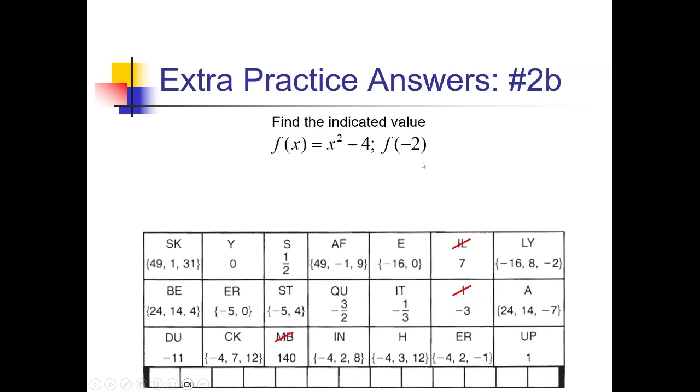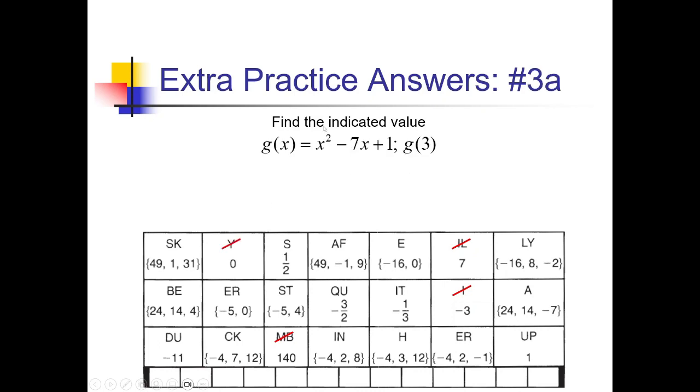For number 2, part B, we're plugging in negative 2 to the same function we used in part A. So this is negative 2 in parentheses squared minus 4. That parentheses is important mathematically. So this is going to be 4 minus 4, which comes out to 0. And 0 is Y, so cross that off.